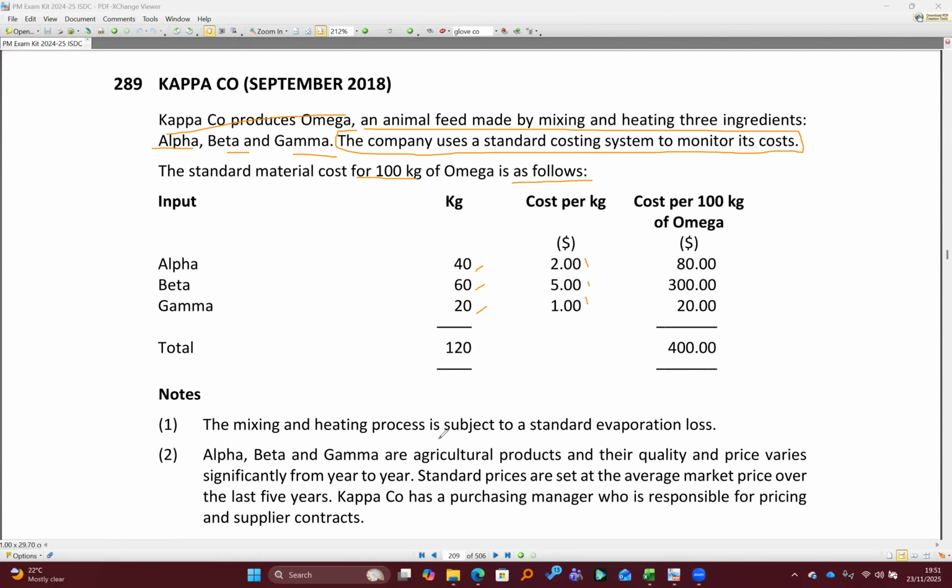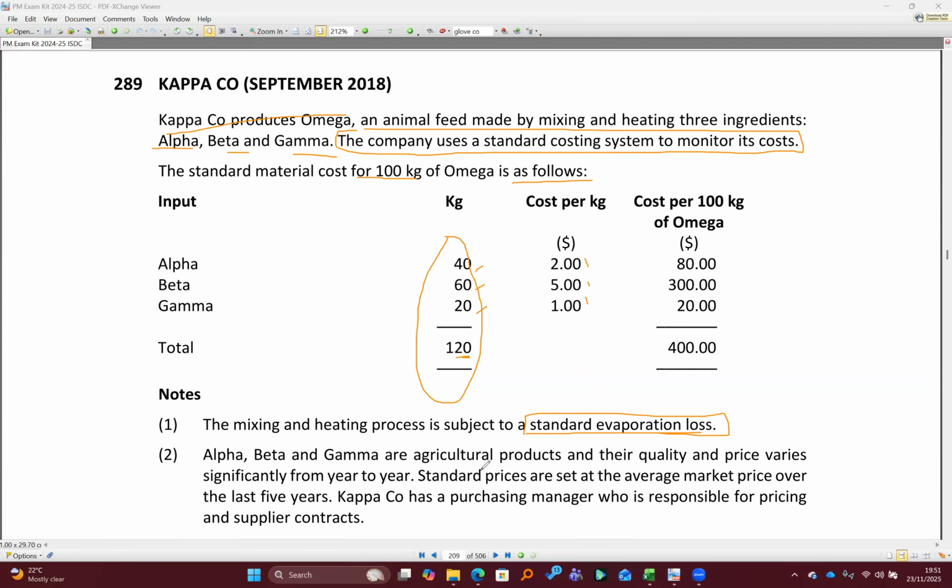Understand that the mixing and heating process is subject to standard evaporation loss. That is why we need 100 kilograms, but actually we have 120 kilograms here. So there will be some loss, which is most likely the 20 that is lost.